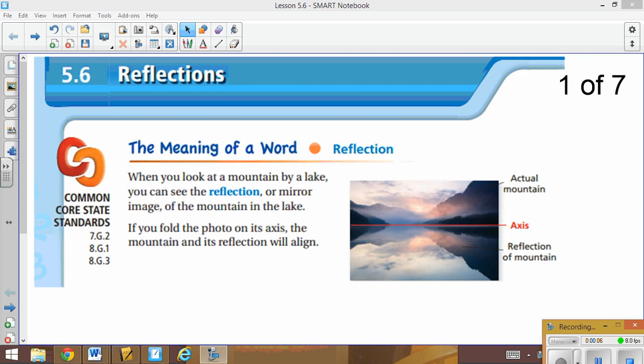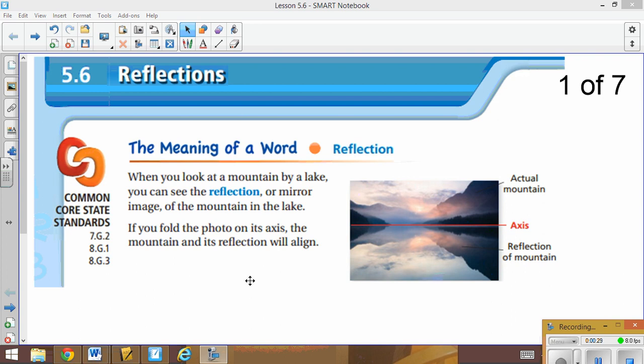Today we're going to be learning reflections. This is the second kind of transformation. In 5.5 we learned translations, which is a slide, and that's when the figure is just moved across the page without flipping or turning. In a reflection, the picture is actually going to be a complete mirror image.